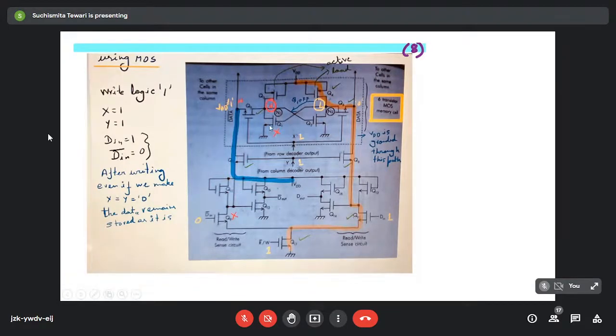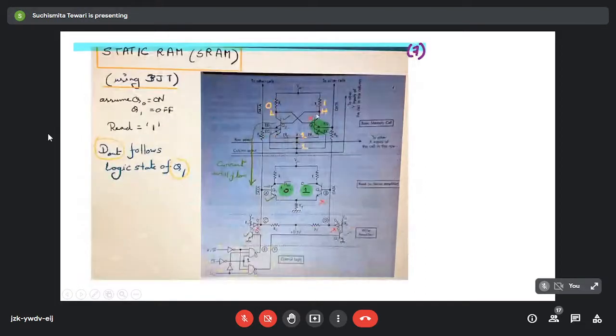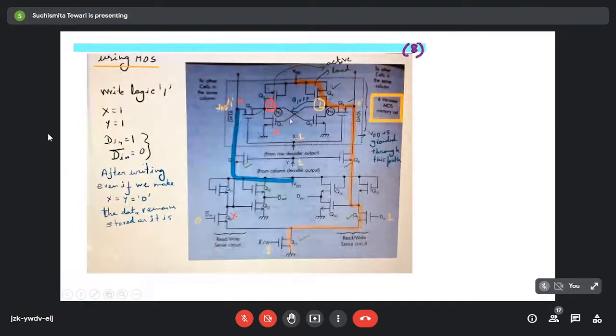So here this transistor follows the state of D in, the logic state of D in. In case of BJT, the transistor which is on the right side follows the logic state of D in. But here, the transistor which is on the left side is actually following the logic state of D in. So this is what is happening over here. We have managed to write this particular D in.